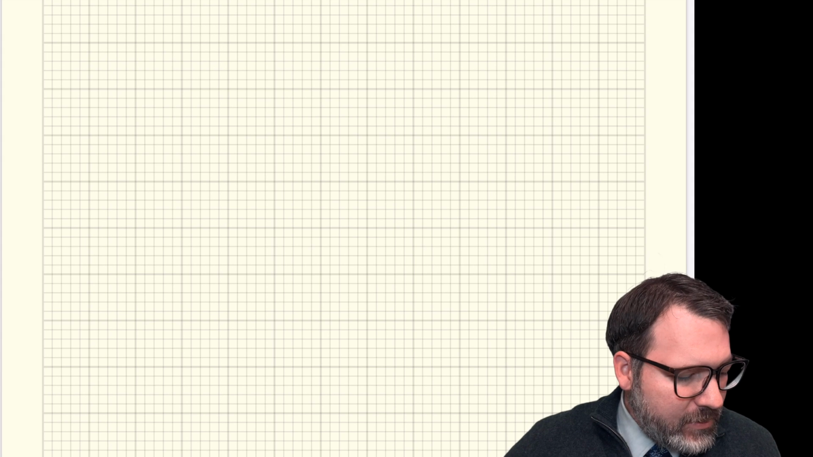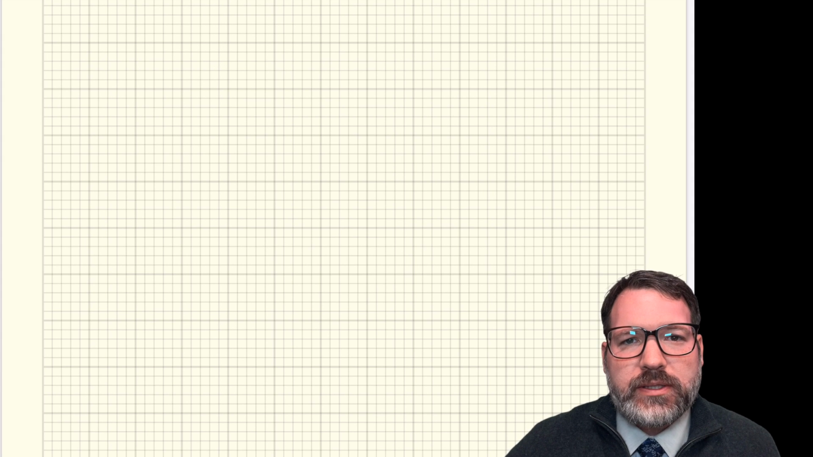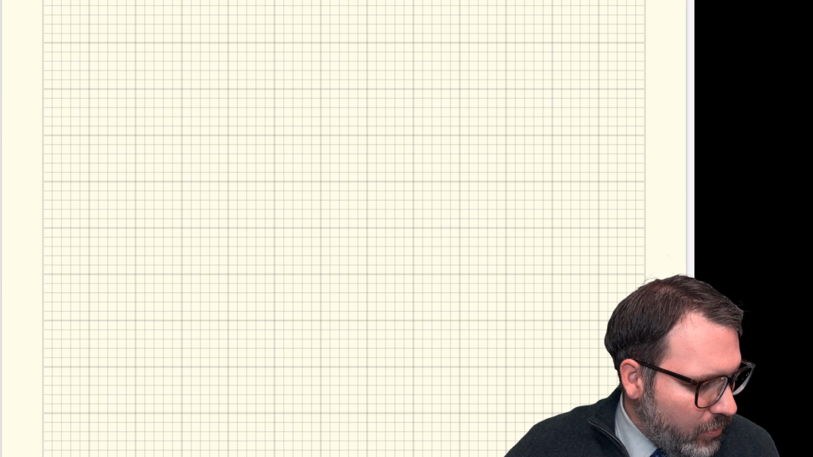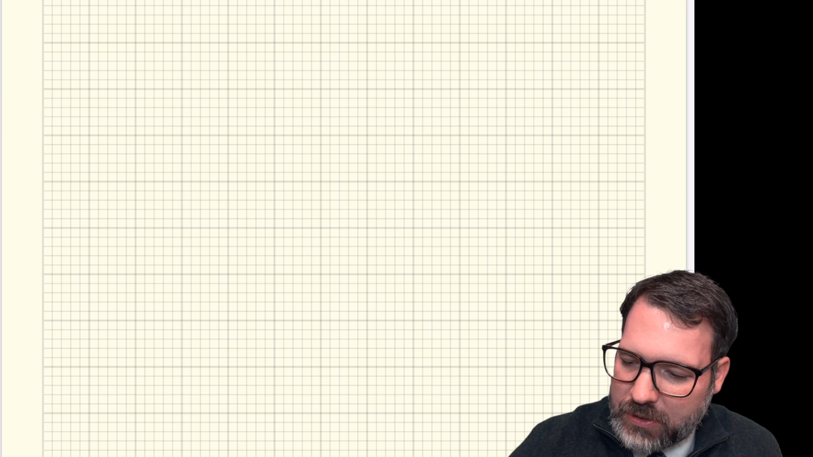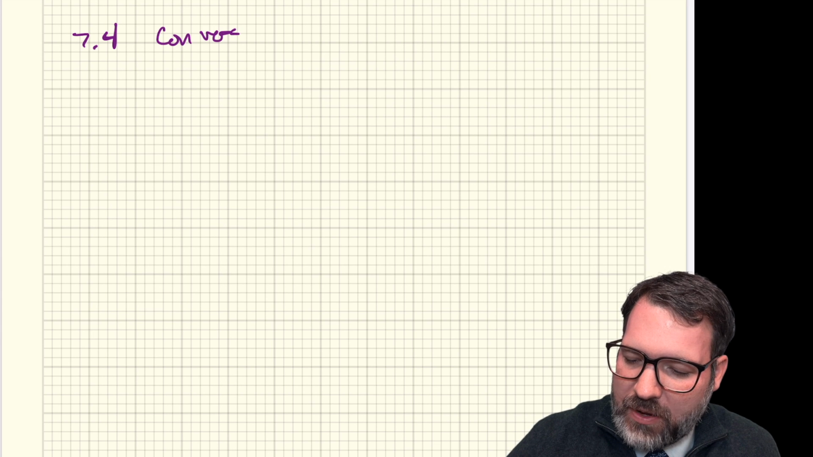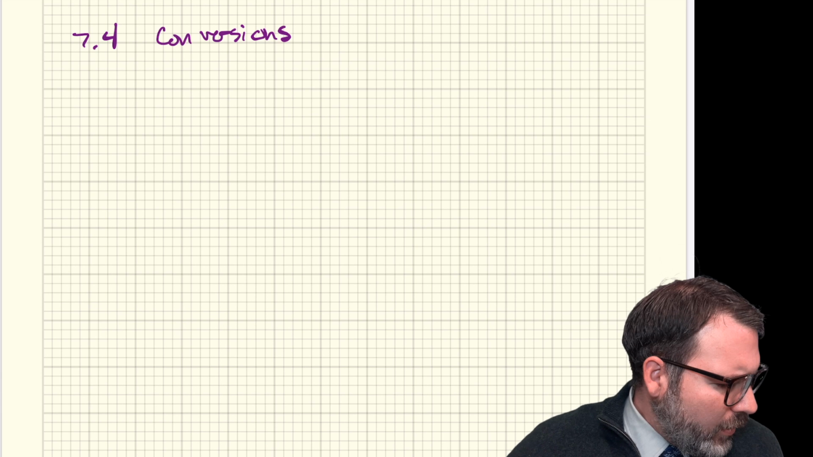We are looking at Lesson 7.4 in your Pre-Algebra textbook, so let's go ahead and take that out and get to work on that. This is page 296, Conversions. So get your notebooks ready, get those books out. 7.4, page 296, Conversions. All right, what are we looking at here?